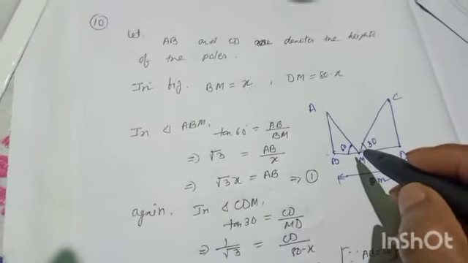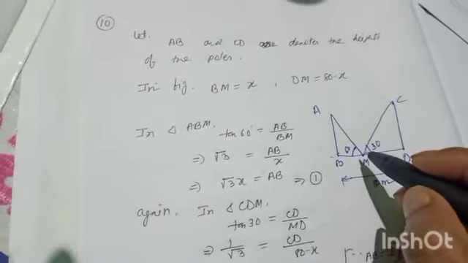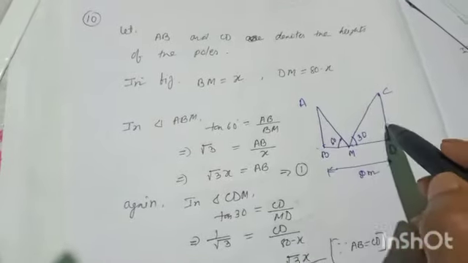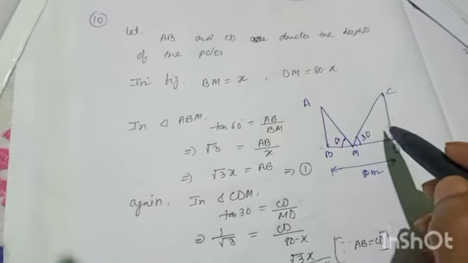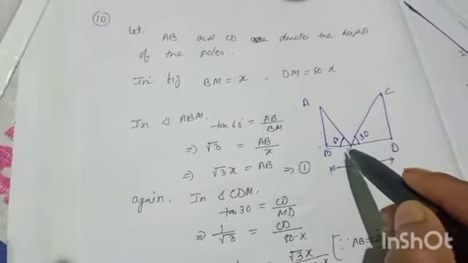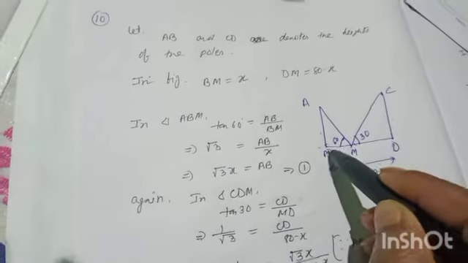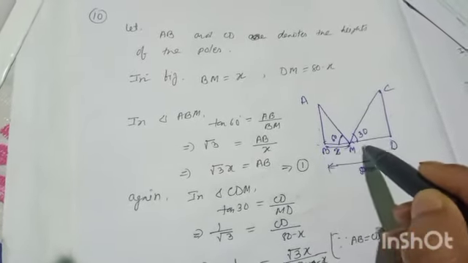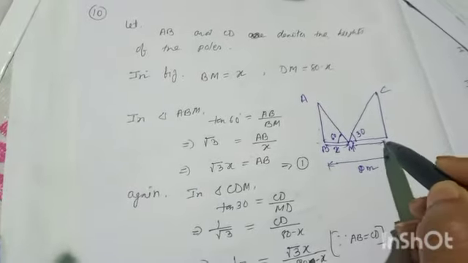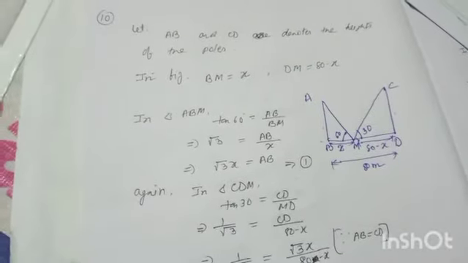The next is given here: find the height of the poles and the distance of the point from the poles. That means you have to find the height of the poles. The heights of the poles are the same, AB is equal to CD, and distance means you need to find the distance BM and also DM. Total is how much? 80. Suppose I am taking this part as X, then this will be 80 minus X. Yes or no?